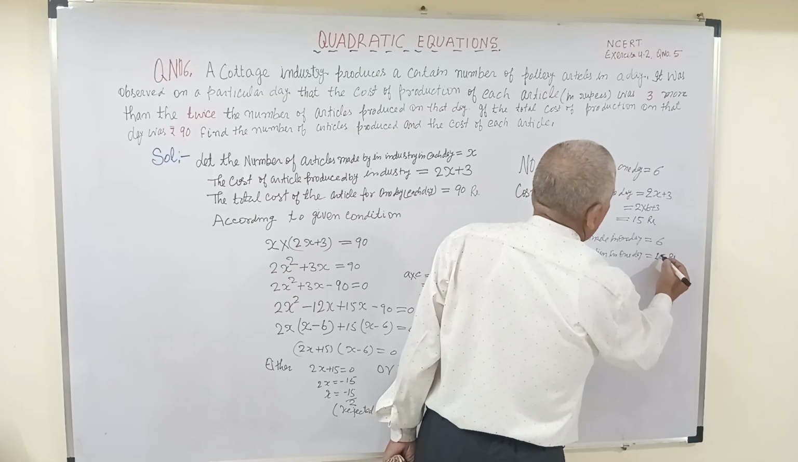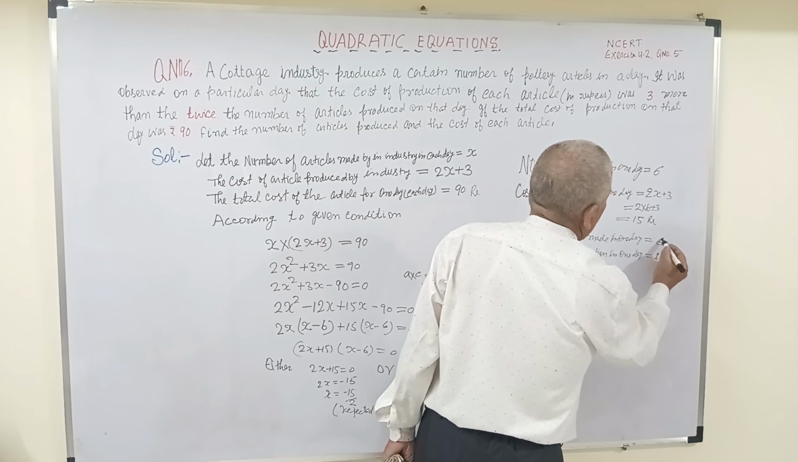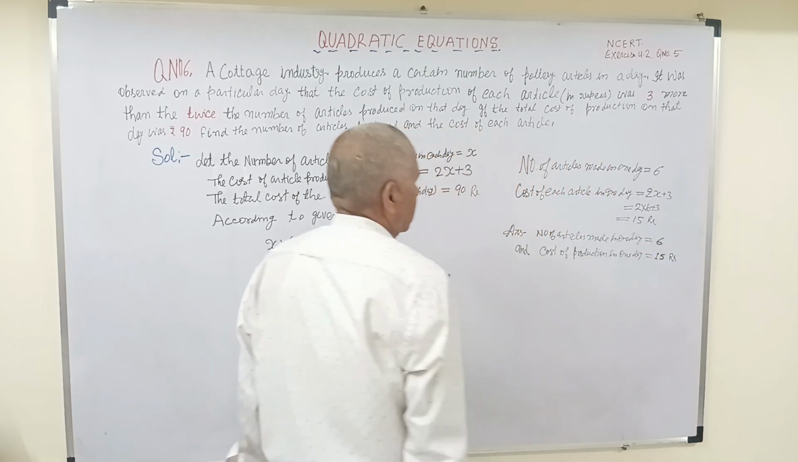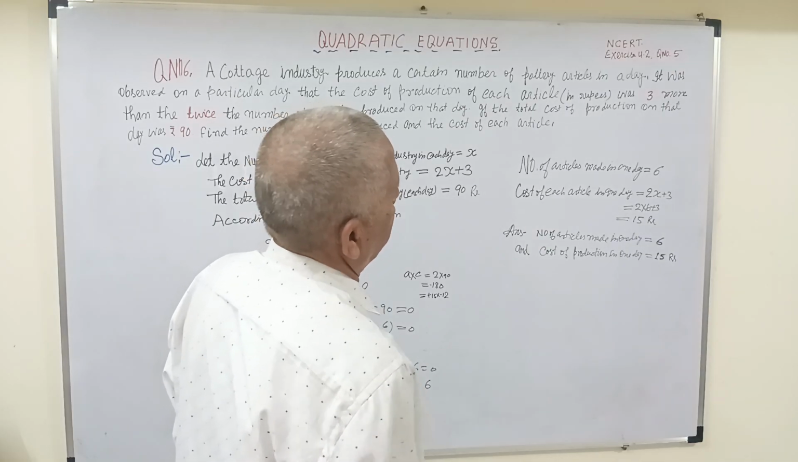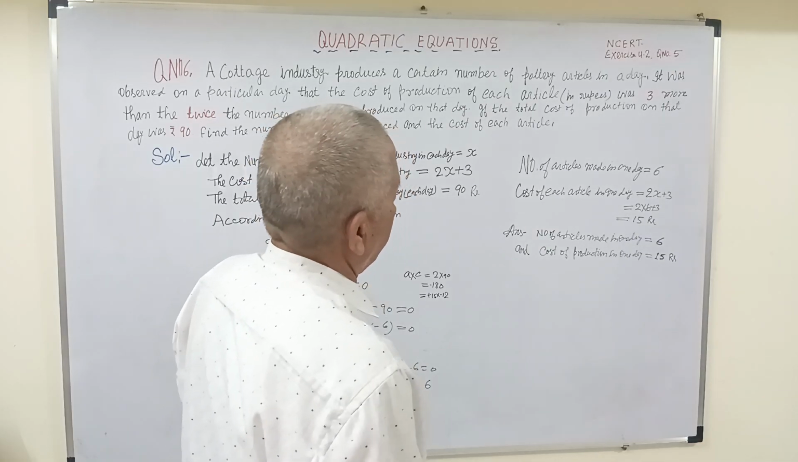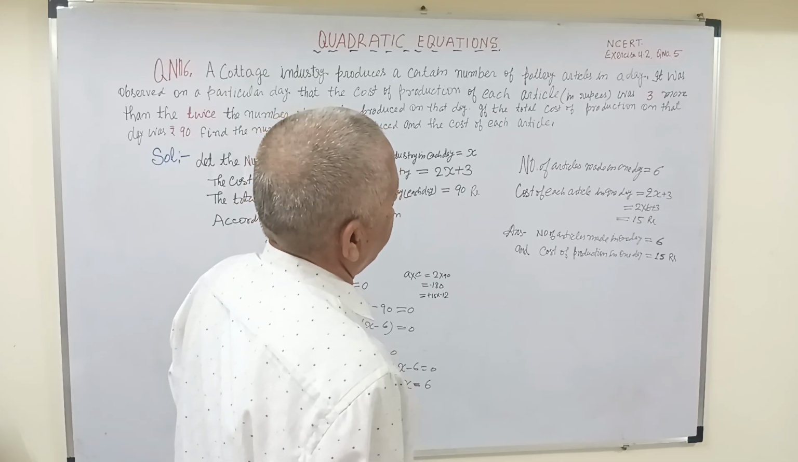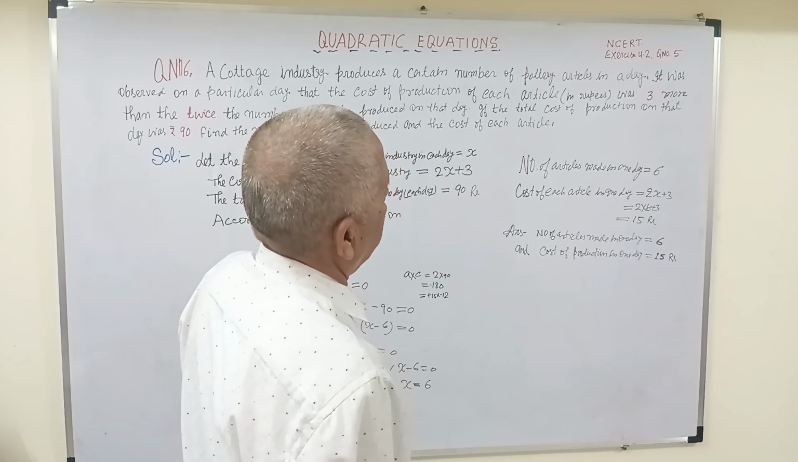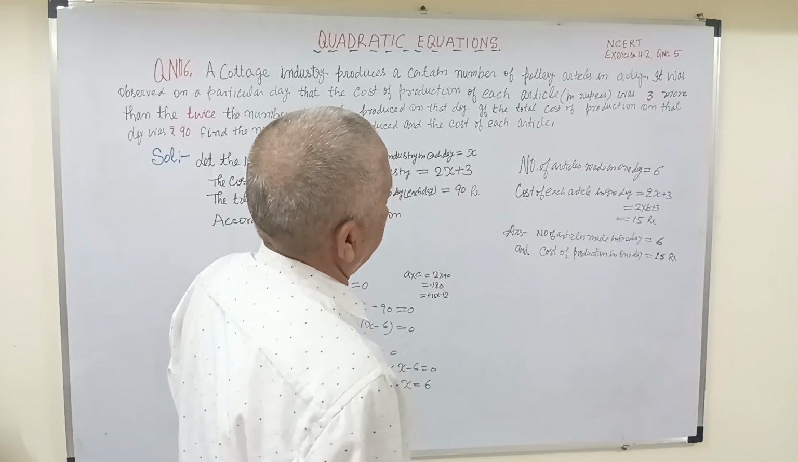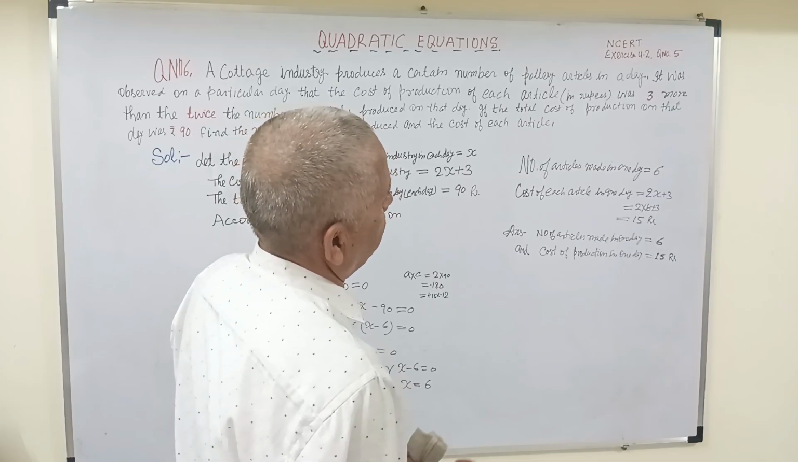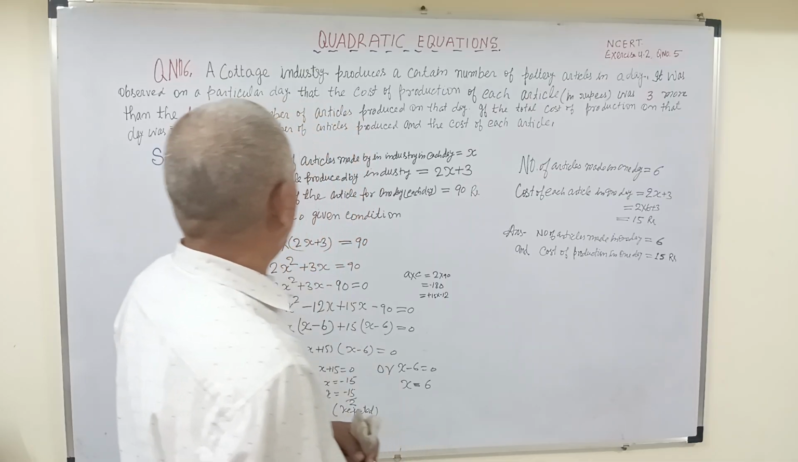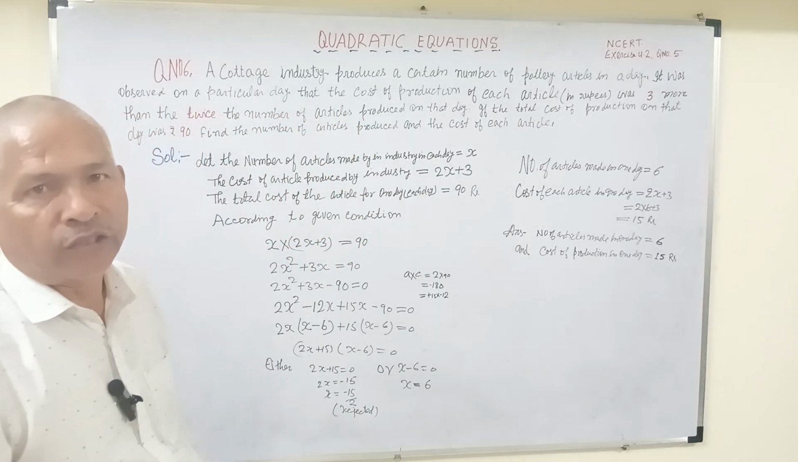So this will be our answer. The number of articles will be 6, and the cost of production for one article is 15 rupees. So the number of articles is 6 and the cost is 15. So in this way this question is solved.